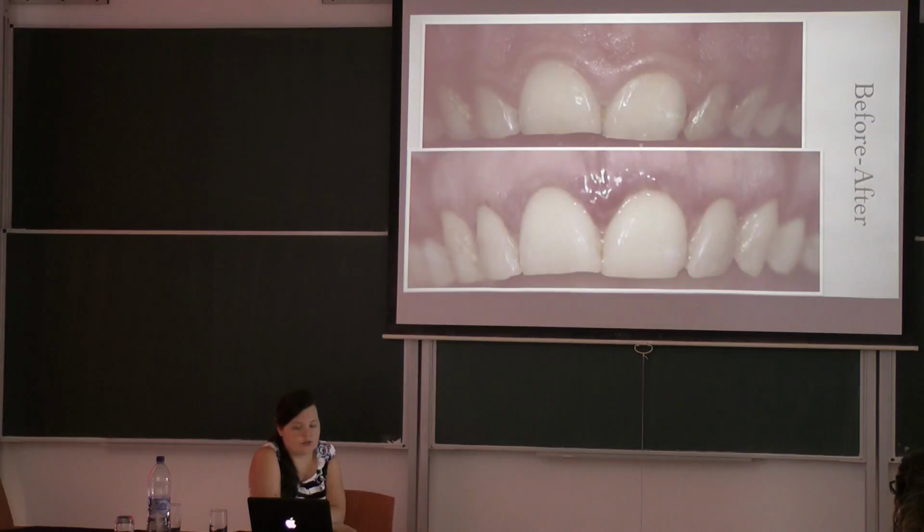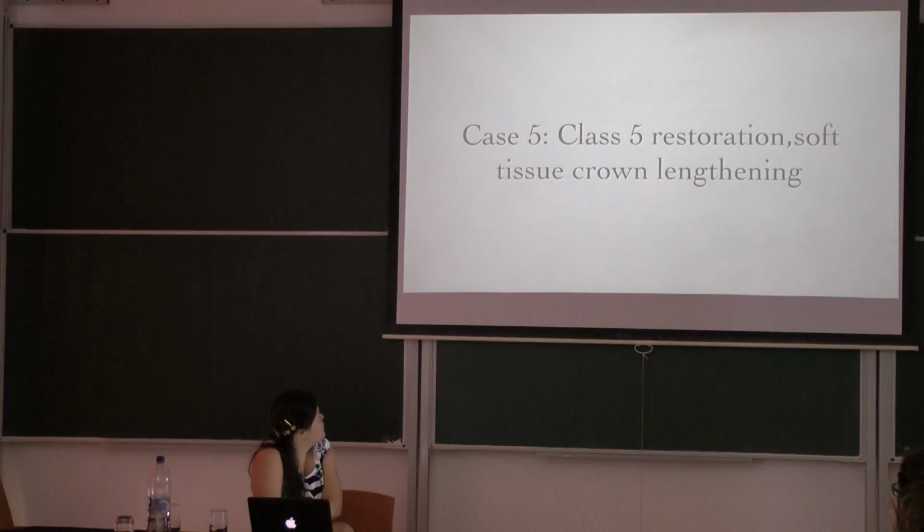Of course, she wanted to have longer teeth, and I probed the pockets, so we have quite a distance to the bone. It's very important to leave the biological width of the tooth, in order not to go with crown lengthening until the level of the bone, because then it will always be inflamed. So it's very important to respect the biological width of the tooth.